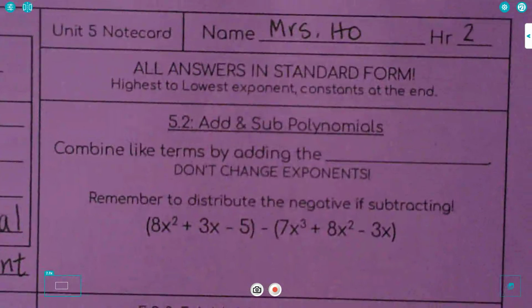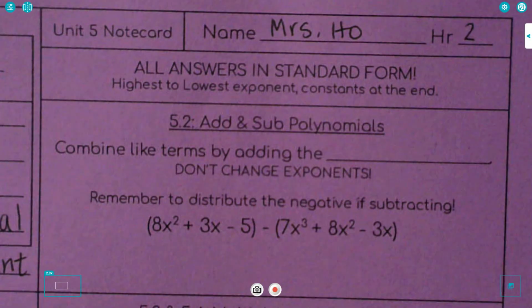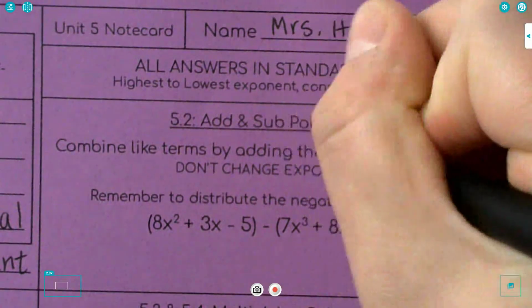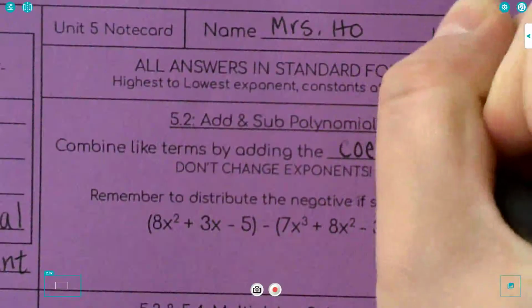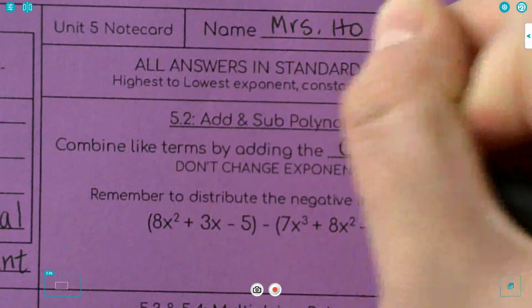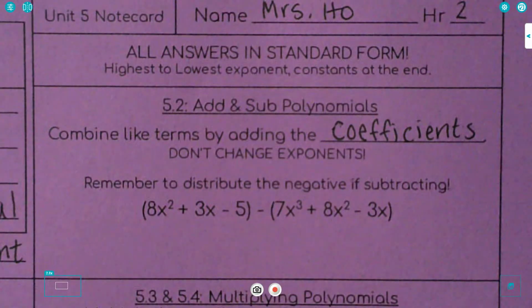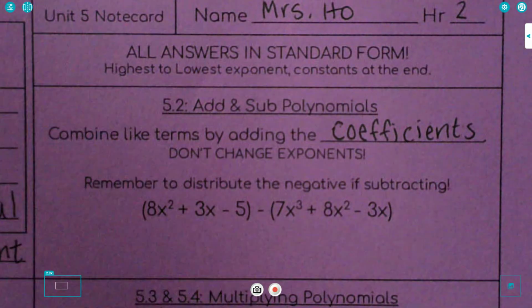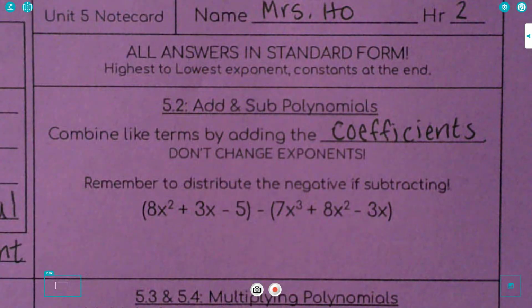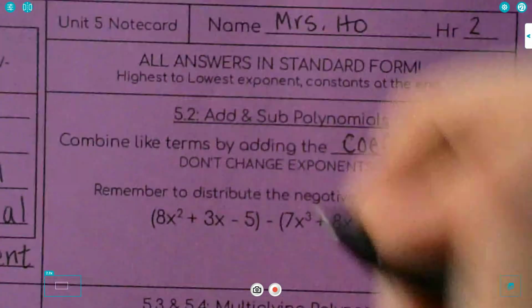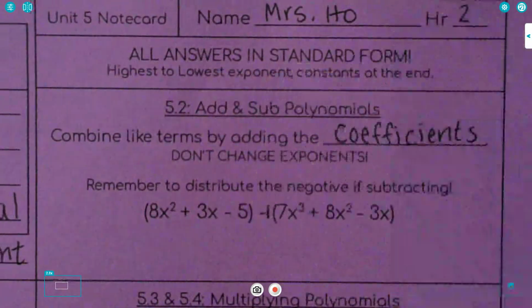5.2, we added and subtracted polynomials. When we add and subtract, we combine like terms by adding together their coefficients. We do not add the exponents. It says it right below there. Don't change the exponents. We're just adding the coefficients. So for addition, we didn't put an addition example on here because for addition, you just combine like terms. For subtraction, you have to remember to distribute the negative to the entire second set of stuff.